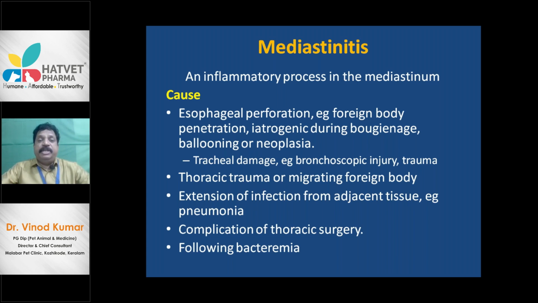Iatrogenic, during bouginage. So what is bouginage? Bouginage is very commonly attempted in human beings when there is a stenotic esophagus or strictures of the esophagus. Rubber tubings with plastics are introduced into the esophagus, and then a balloon at the tip of it is blown, so that where there is constriction, we can keep the balloon and then blowing can be done, so that that area will be dilated. That is bouginage.